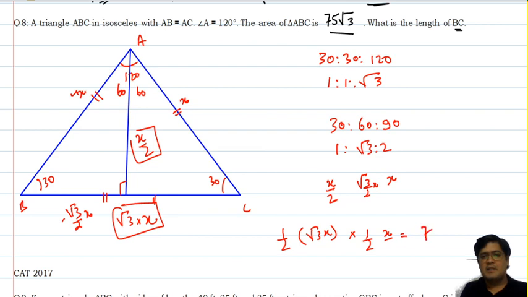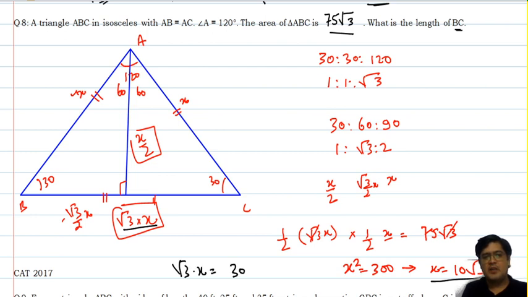That is given to me as 75 square root 3. So here root 3 cancelled. What I have is x square is equal to 300, or x is equal to 10 root 3. Now please do not make the silly mistake. The question was not about finding x, the question was about finding root 3 x. Why? The length BC is required. So root 3 multiplied by x will be 30. 30 units is the answer, guys.